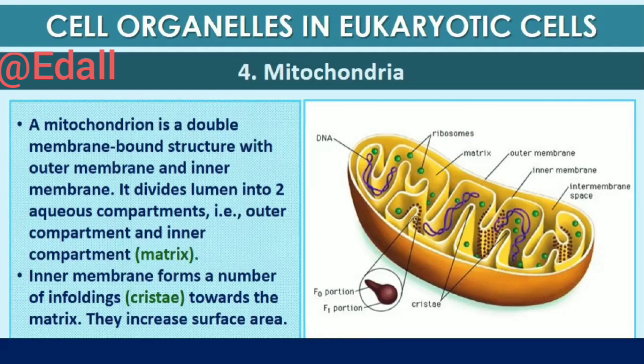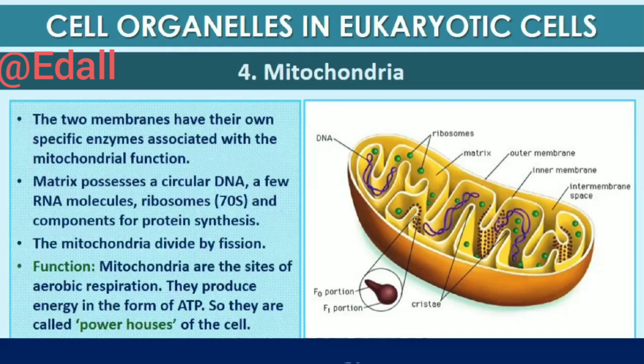The inner compartment is called the matrix. The outer membrane forms the continuous limiting boundary of the organelle. The inner membrane forms a number of enfoldings called the cristae, singular crista, towards the matrix. The cristae increase the surface area. The two membranes have their own specific enzymes associated with the mitochondrial function. Mitochondria are the sites of aerobic respiration. They produce cellular energy in the form of ATP, hence they are called powerhouses of the cell.